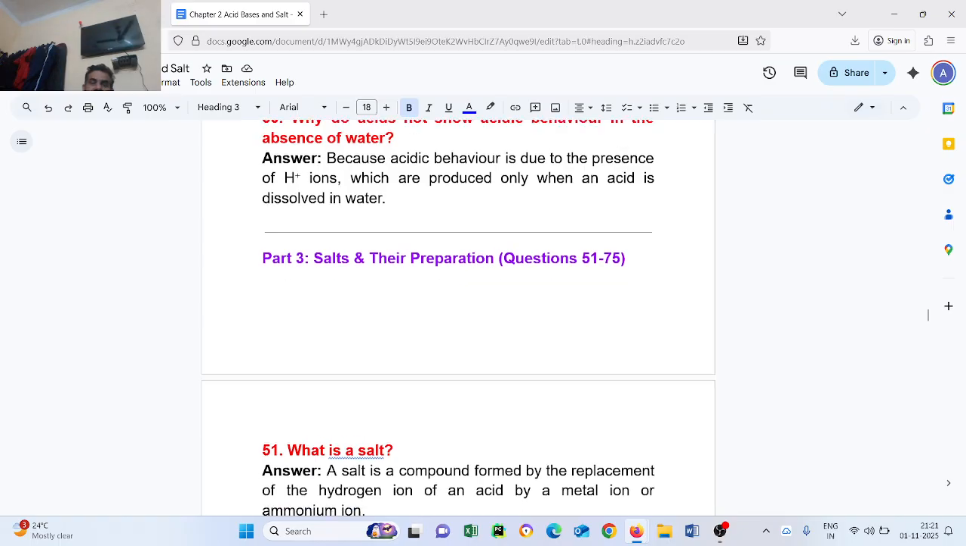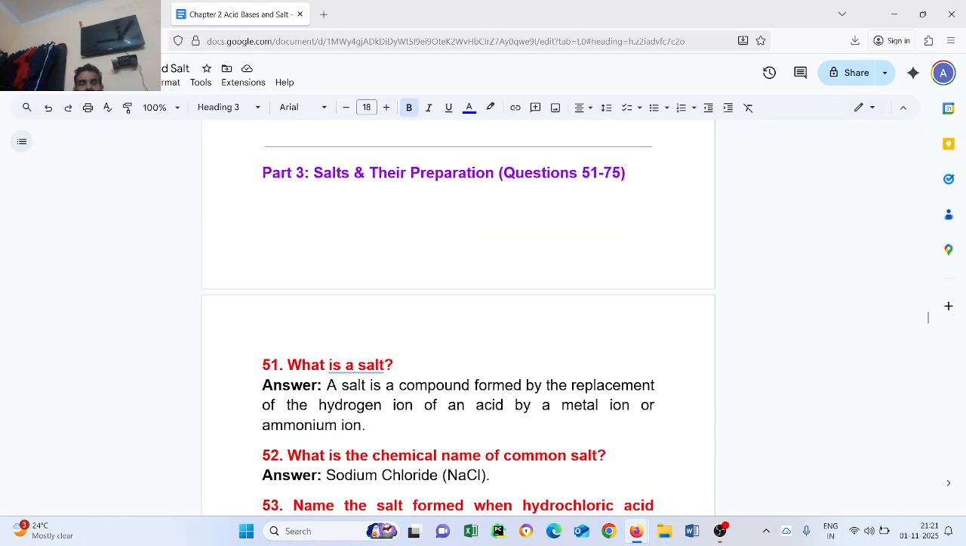Now move to the part on salts and their properties. What is a salt? A salt is a compound formed by the replacement of the hydrogen ion of an acid by a metal ion or ammonium ion.